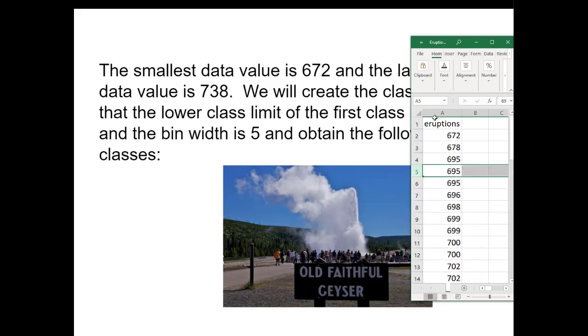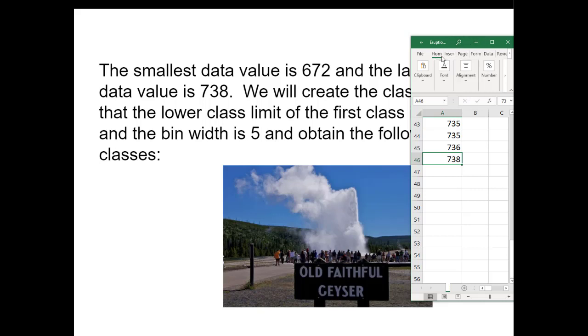I also want to point out that the first row right here is the row I used for the header of my column. The title of my column is eruptions. And then I typed in the 45 values. That's why it ends with row 46, because we've got the header and 45 values, so 46 rows total.